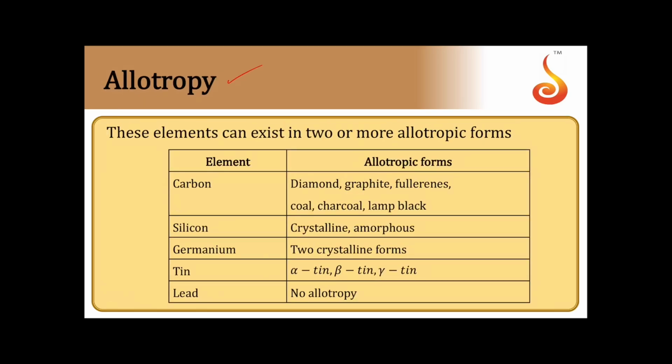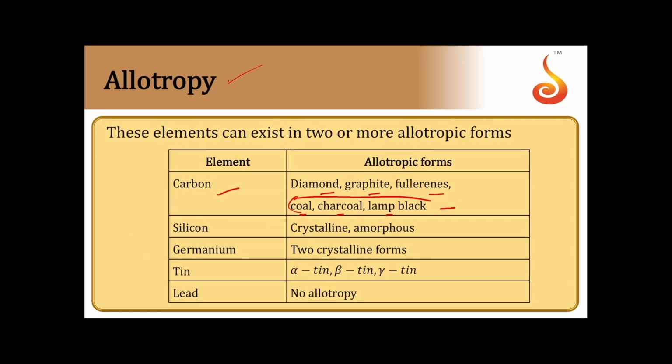Then comes allotropy. So various allotropic forms here. All elements except lead are exhibiting allotropic forms here. Carbon exhibits diamond, graphite, fullerenes, and coal, charcoal, lamp black, etc. So these three are coming under amorphous forms. First three are coming under crystalline forms here.